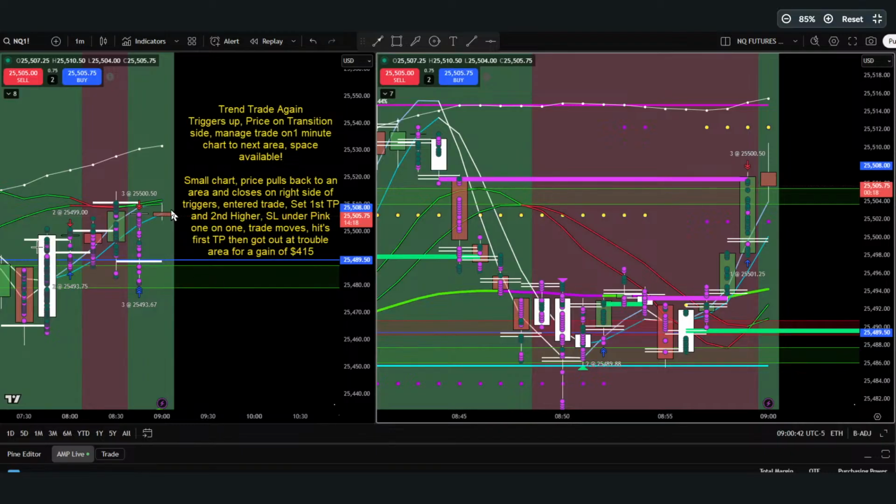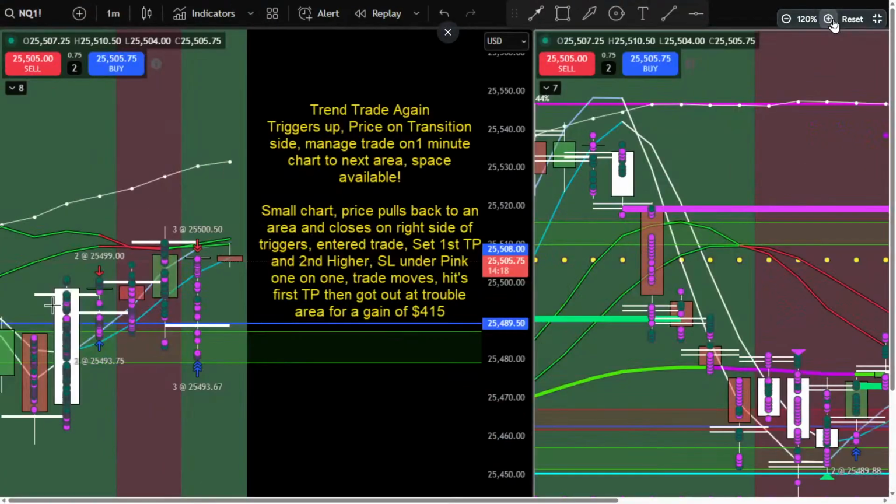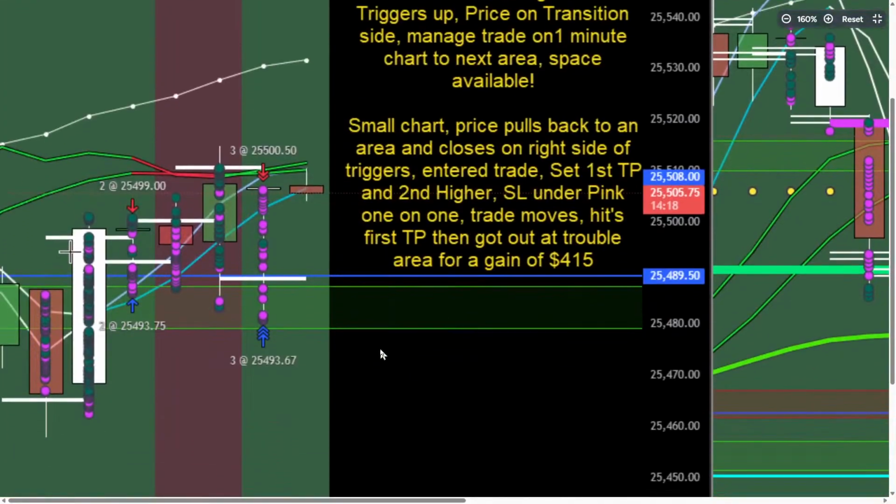Trend trade again, triggers up, price in transition. I'm going to disagree with your price in transition, Victor. Your entry is way below those triggers, which means you are on the weak side of the triggers. Does that make sense? So guys, when I correct, it's not because I'm trying to pull something off, but the 93 entry is about right here, which is below the small triggers, the weak side of the triggers, which changes the management plan.